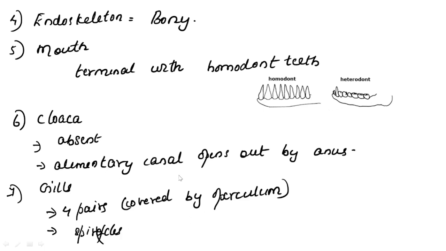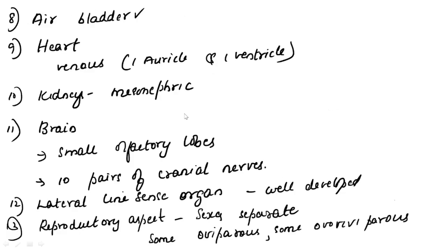In shark, we have learned that spiracles are present. That was important in the last class. Okay, next. Air bladder is present. Then heart is venous, means it carries impure blood. One auricle and one ventricle are present. Kidney is mesonephric.